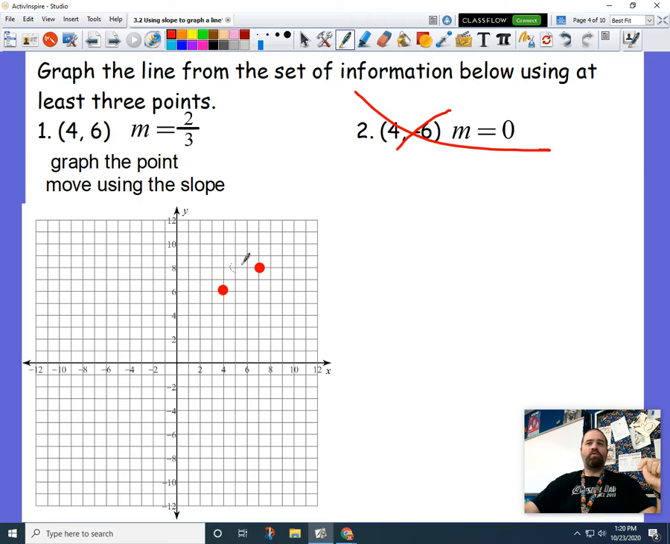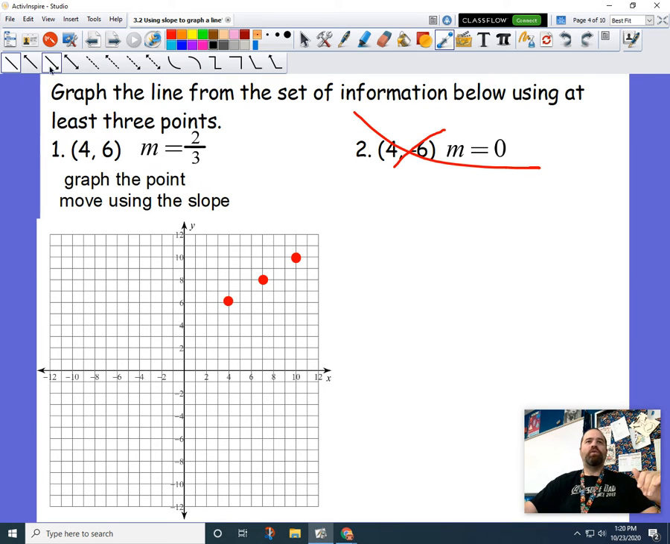So you've moved up 2 over 3. I'm going to move up 2 more, 3 more to the right. That third point is basically a check. It's going to make sure that you did the first one right. If you mess up the second or the third point, either one of them, it's going to throw your graph off and you'll know it because it won't be a line.